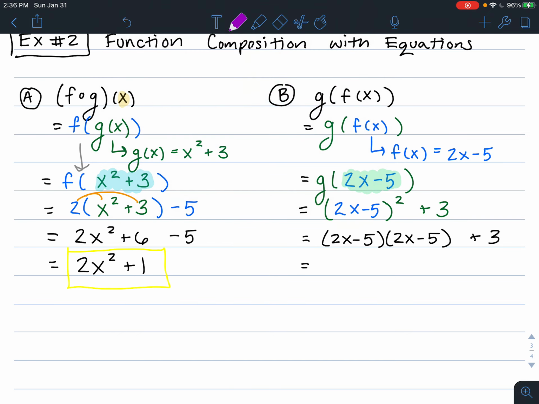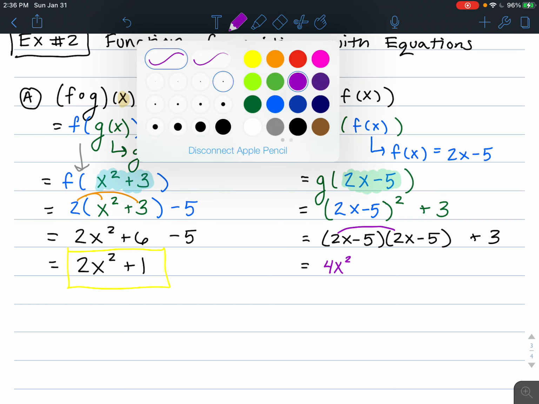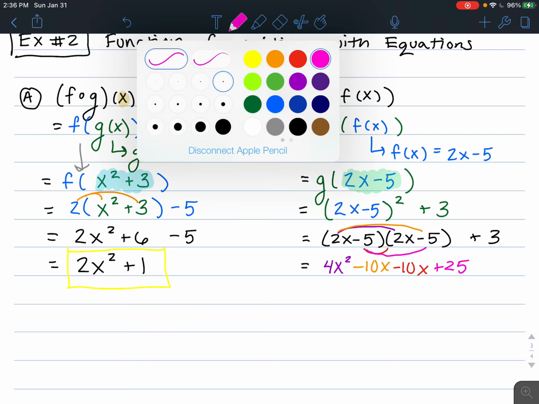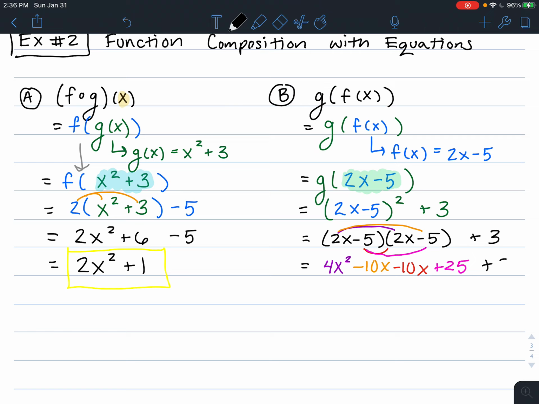So I have 2x times 2x, that's 4x squared, right? And then 2x times negative 5 is negative 10x. Negative 5 times 2x is negative 10x. And then negative 5 times negative 5 is positive 25. And then we still have that plus 3 on the end. And then I'm just going to combine my like terms.